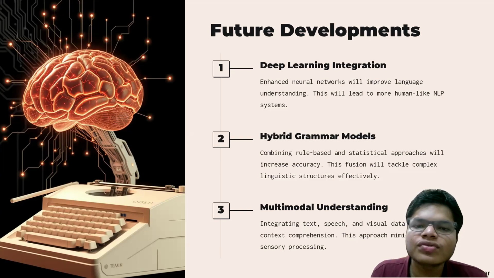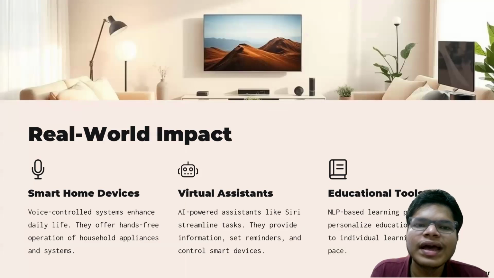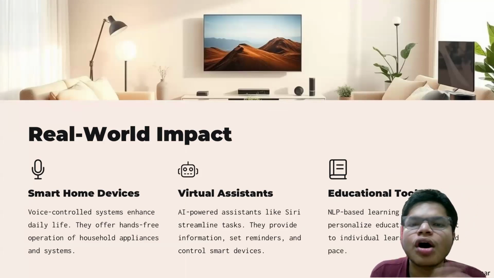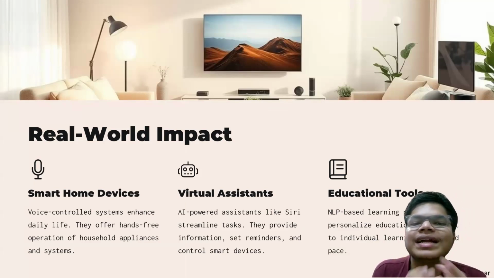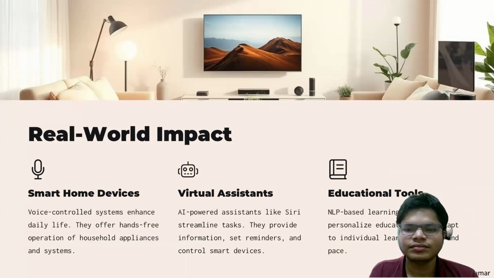Now, let's talk about some real world impact. NLP makes a big difference in our lives. Smart home devices let us control lights, locks, and other appliances by talking to them. Virtual assistants like Siri help us with reminders and setting alarms. Learning tools use NLP to adapt to each student's needs. These tools make life easier and more fun.